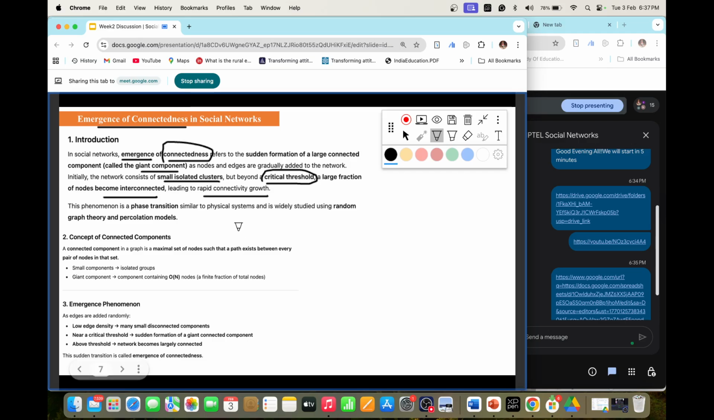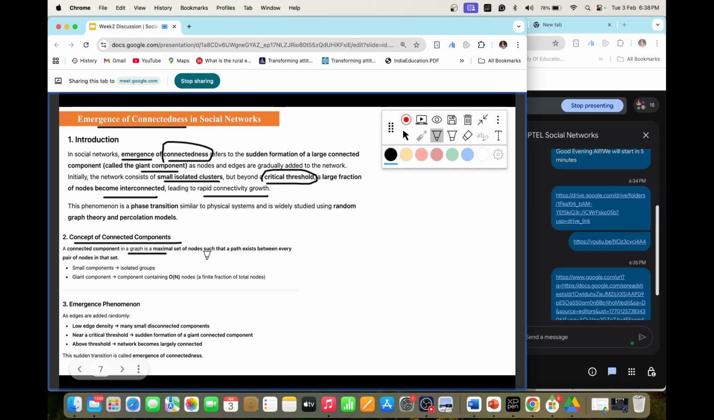So this phenomenon is a phase transition similar to physical systems, and is widely studied using random graph theory and percolation models. Okay, so the concept of connected components. A connected component is a graph.